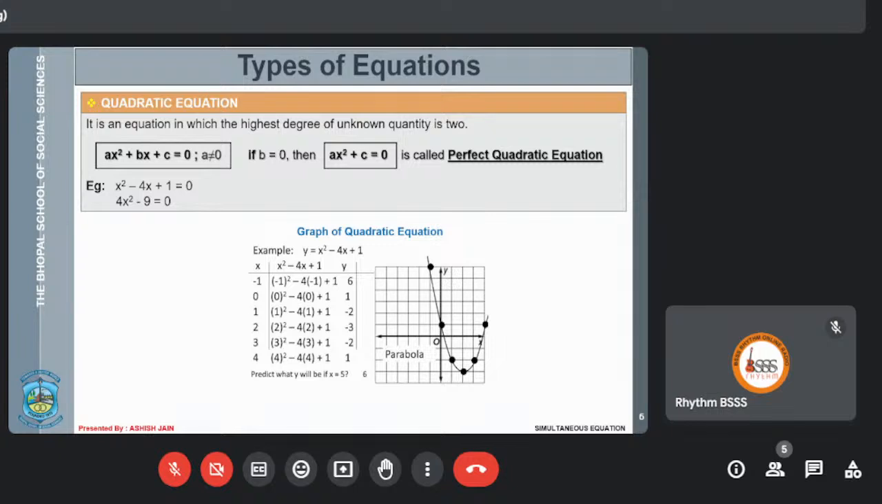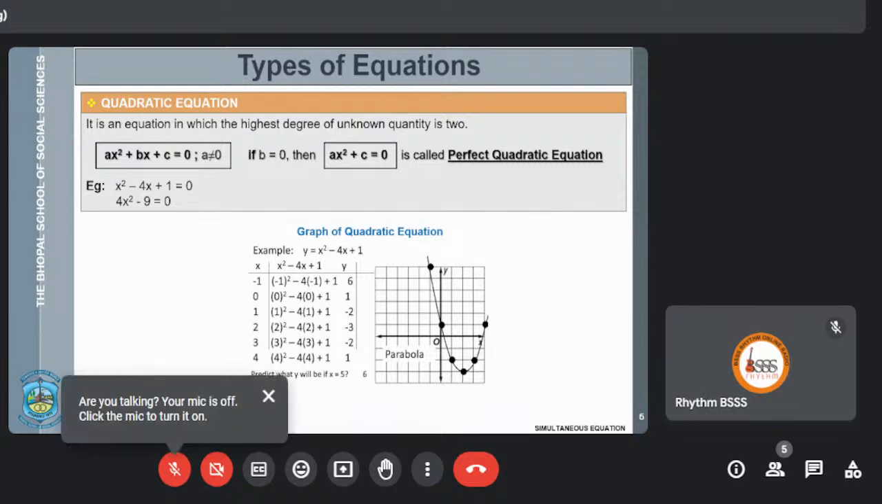The highest power is 2. In the second equation, we have 4x square minus 9 is equal to 0. Here also the highest power is 2, right? And the second equation type, which is of the form ax square plus c is equal to 0, is called a perfect quadratic equation. If you plot a graph of this, you will get a curve like this, which is known as a parabola.